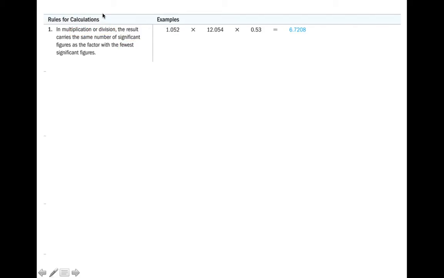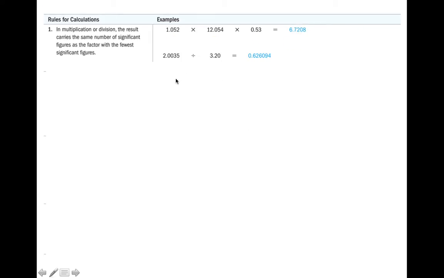So an example, you got here 1.052, that's got 4 sig figs in it, that's got 5 sig figs in it, it's got 2 sig figs in it. So this number is going to have 2 sig figs in it. We can multiply all those with a calculator, but then when we go to report it, we've got to say 6.7. All right, can you see that? Because the fewest sig figs is with that factor, therefore this can only have 2 sig figs.